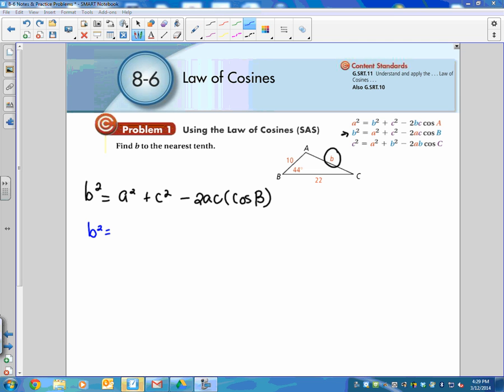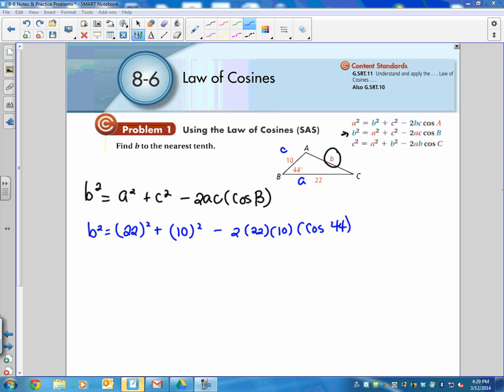So therefore B squared is going to equal A squared. Okay, so if I look at angle A, side A is going to be the side across from angle A, and then again side C is going to be the side across from angle C. So that allows me to fill in A squared as 22 squared plus C squared as 10 squared minus 2 times 22 times 10 times the cosine of angle B, which is the cosine of 44.